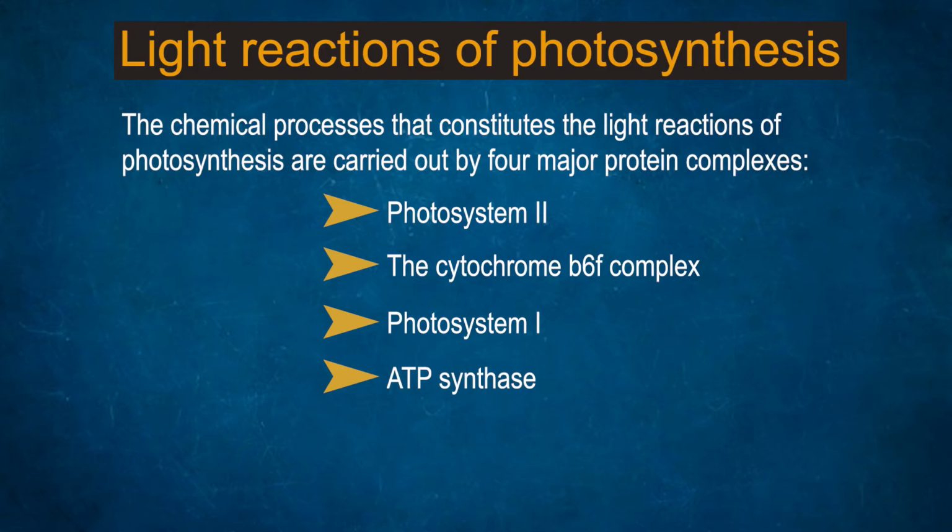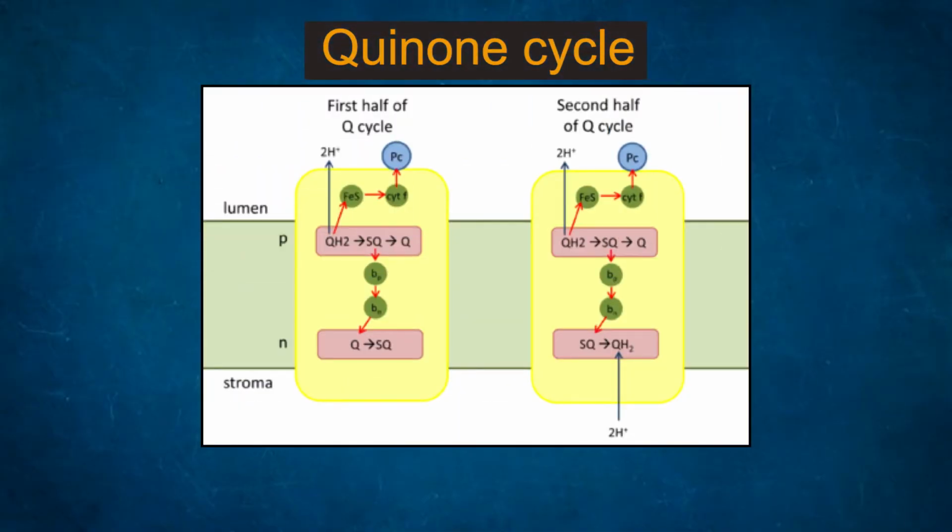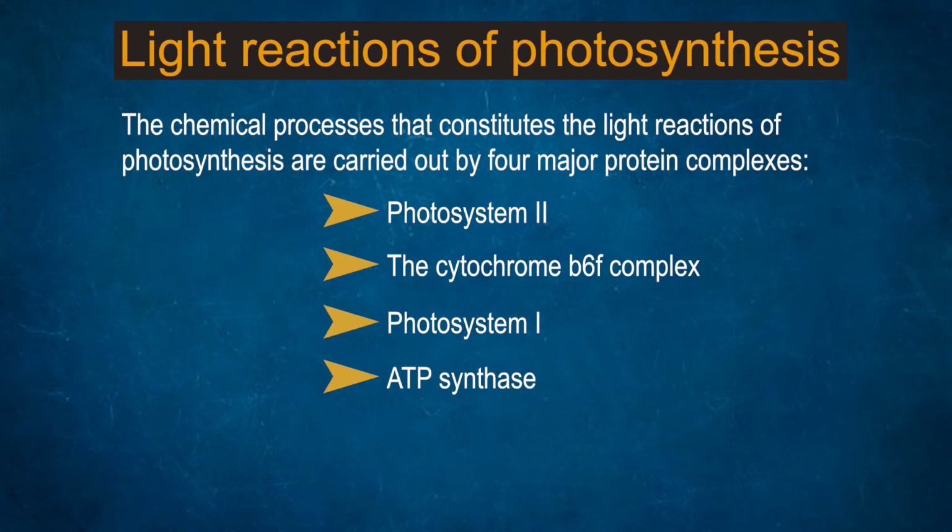The cytochrome b6f complex, which is a multi-subunit complex, accepts the reduced plastoquinone and oxidizes it, and the famous Quinone cycle occurs here. It is during this Quinone cycle, known as the Q cycle, that the translocation of protons takes place across the membrane. The translocation of protons from the stroma to the lumen takes place during the Quinone cycle. The electrons are then passed to photosystem 1 through plastocyanin.